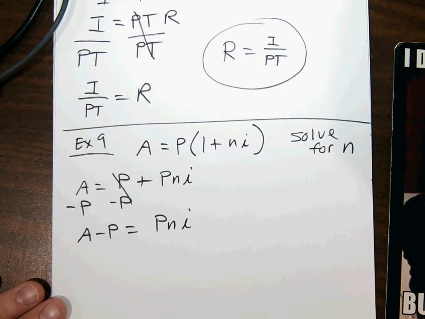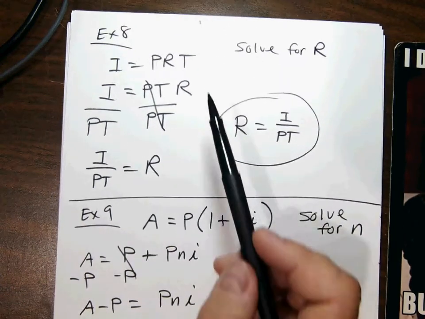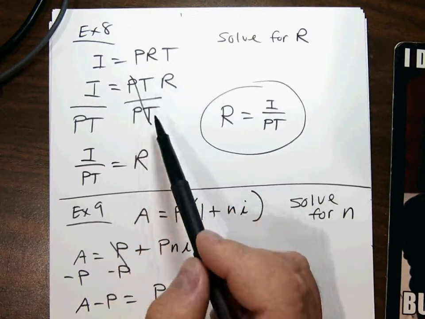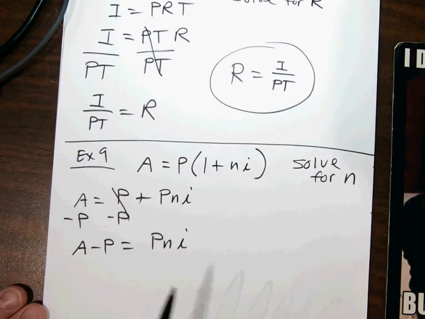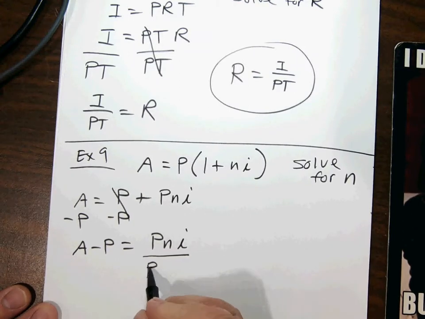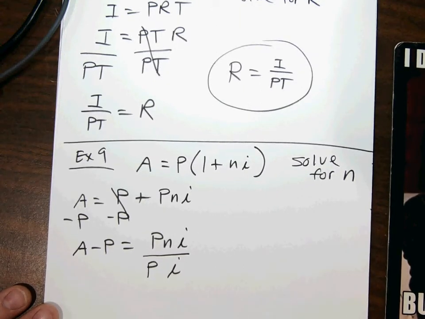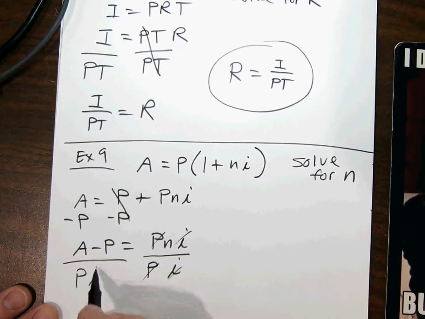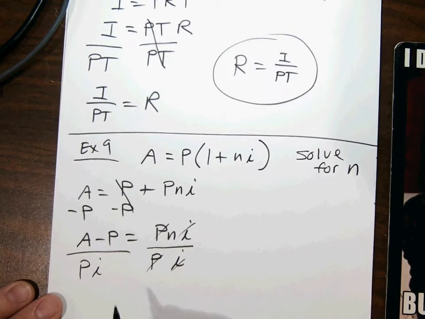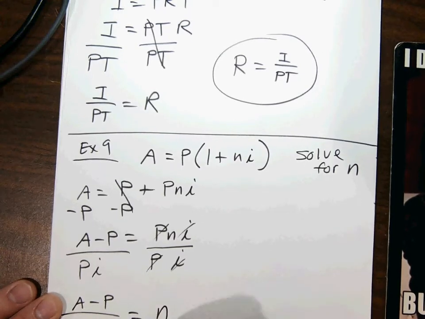Okay, what am I going to do now? I want N. P and I are multiplied by N. Now in the previous example, we went through the motions of actually shuffling it just to put the P and the T side by side. You could do the same thing here with the P and the I, but you don't have to. You just have to recognize we're multiplying by P, we're multiplying by I, so I'm going to divide by both of those things. And they're going to cancel away. And the only thing left is going to be 1N, which is what I want. Over here, divided by P, divided by I. Okay, so my formula, A minus P over PI, that's what N equals.